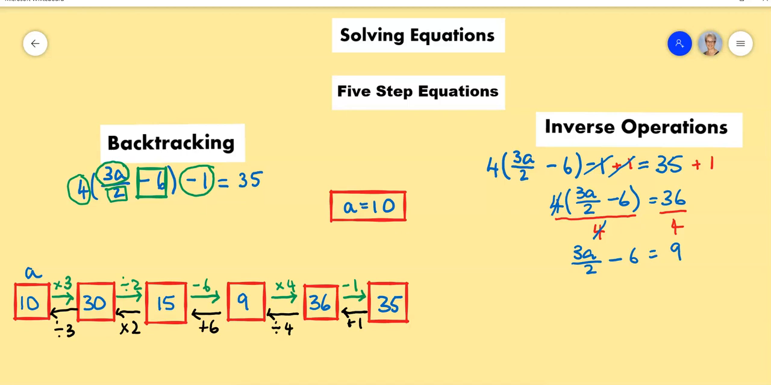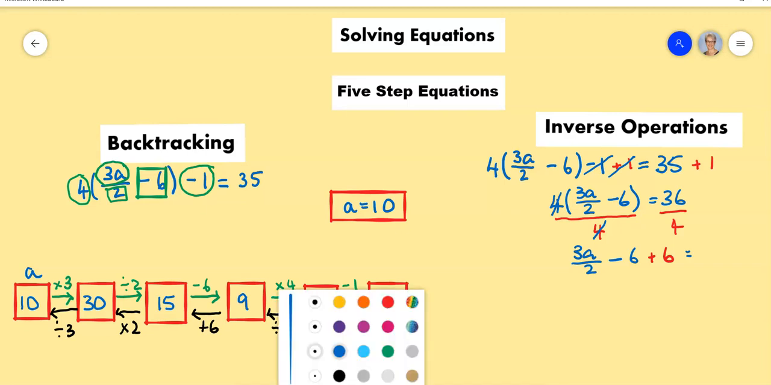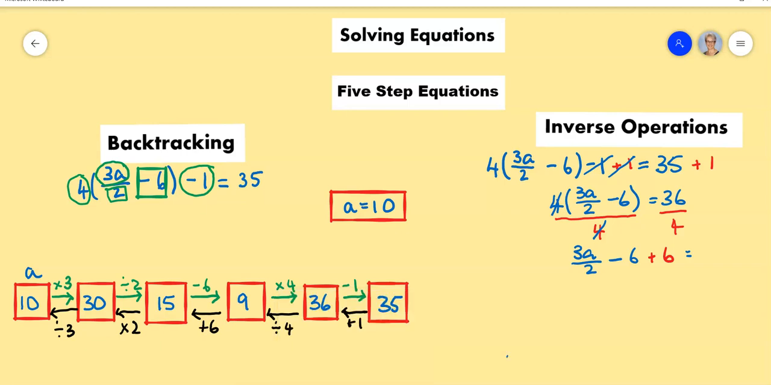The next thing that we had to do was add 6. So that's what I'm going to do to both sides of this equation. I'm going to add 6 to the left-hand side of the equation, and then add 6 to the right-hand side of the equation. So we're going to have 9 plus 6. Now minus 6 and plus 6 will cancel out, and I'm left with 3a over 2 is equal to 9 plus 6, which gives us 15.